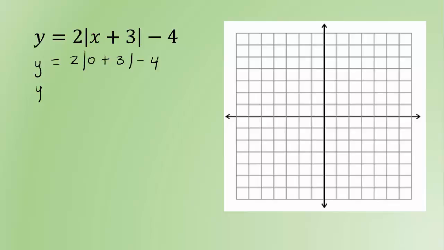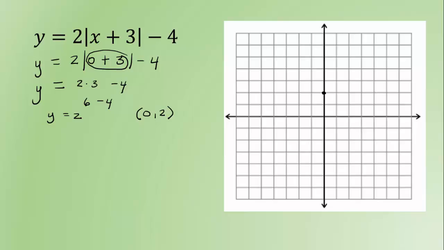Since y is already isolated, all you have to do is simplify the right side of the equation. 0 plus 3 is 3, and the absolute value of 3 is still 3. So I've got 2 times 3 minus 4, which is 6 minus 4, which is 2. If y is 2, we can write that intercept as an ordered pair, (0, 2). And it's located right here.